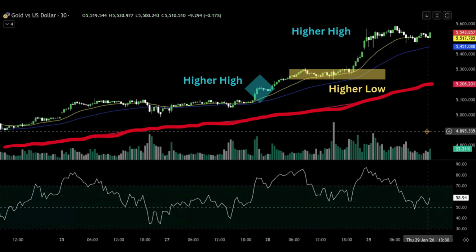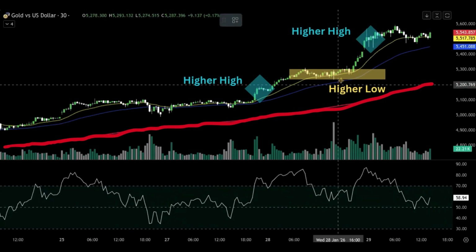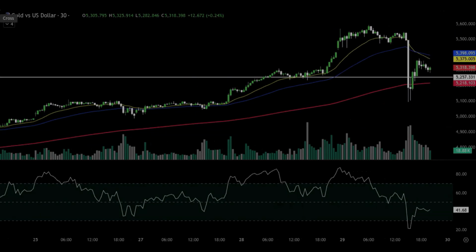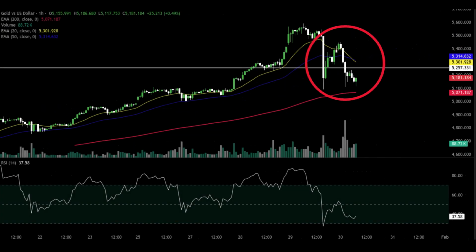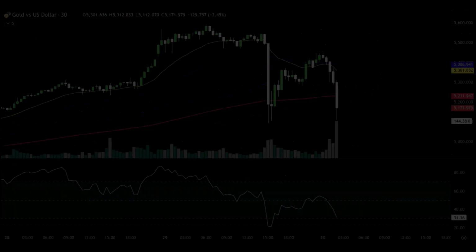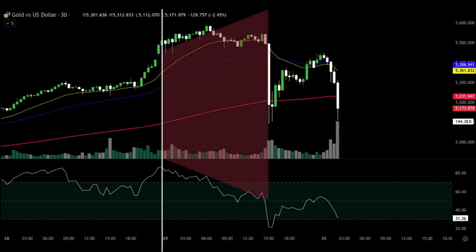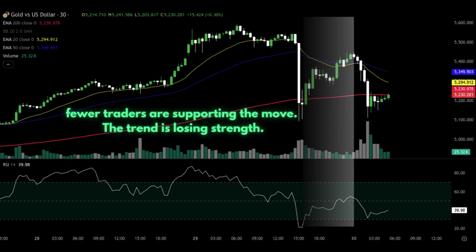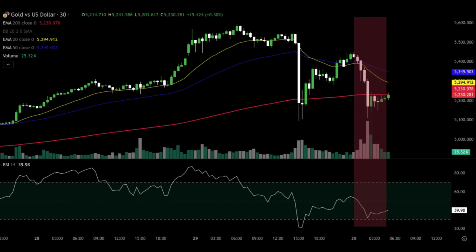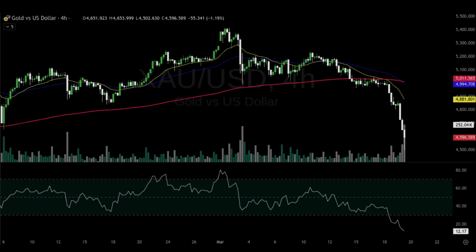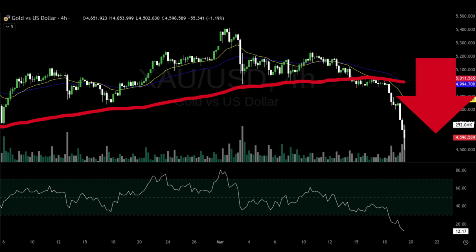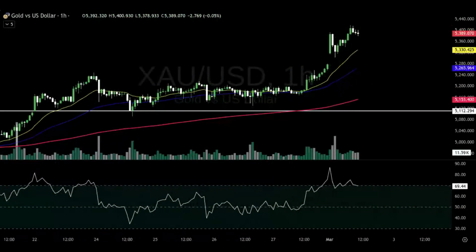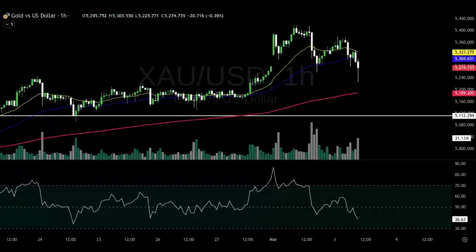Let's review the framework. Step 1. Market structure changes. Step 2. EMA direction changes. Step 3. RSI confirms weakening momentum. Step 4. Volume supports the move. Step 5. Higher time frames agree with the reversal. When all 5 confirmations align, you have a much higher probability setup.